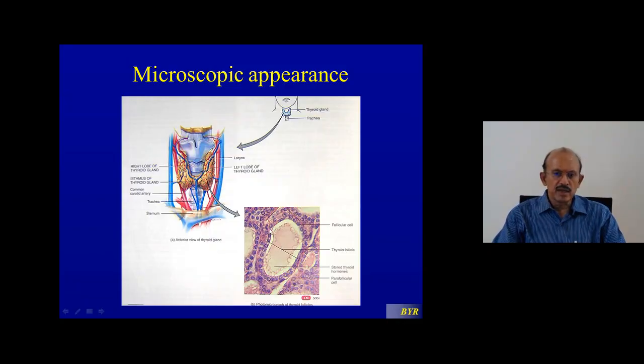And in between the follicles, you find the parafollicular cells. The thyroid follicles secrete thyroxine and triiodothyronine. The parafollicular cells secrete a hormone. What is that hormone? What are the hormones secreted by parafollicular cells? Yes, that is called calcitonin.